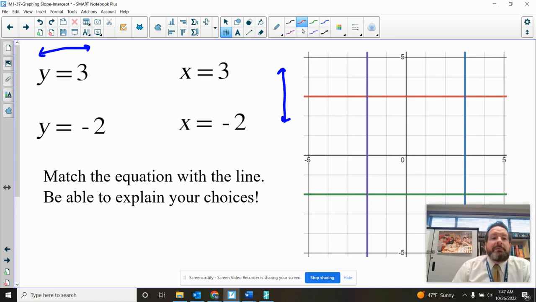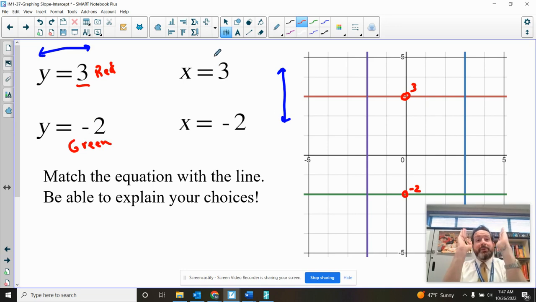So as you're picking, let's just run through them. The sideways line at a height of 3. Well, that's the red one. Height of 3, sideways line. Y equals -2, sideways line, height of -2. So this was at 3, this one's down at -2. That's the green one.